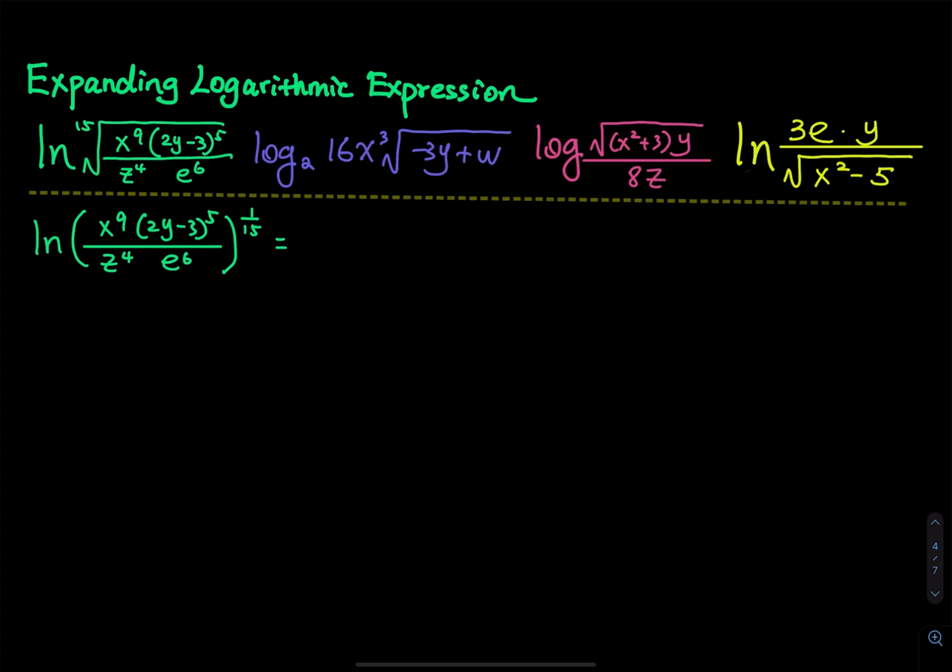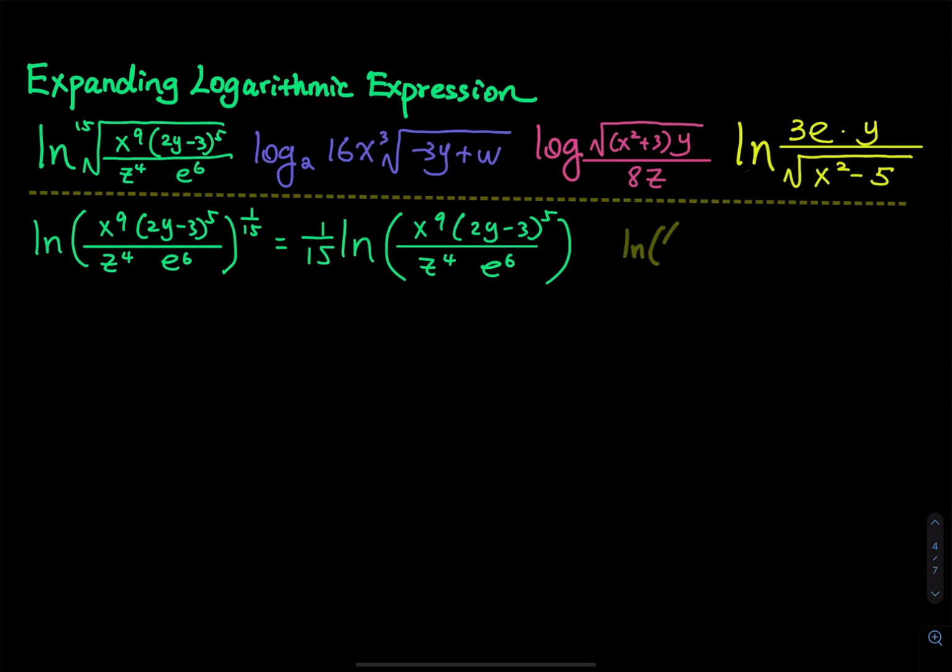After we bring the power to the front of ln, do you see that inside the big parenthesis, we have a numerator divided by denominator? Okay, you know what? I will just show an extra step. So x to the 9th, and then 2y minus 3 to the 5th, divided by z to the 4th, and then e to the 6th. So I just brought the power down, and then at this point, inside the parenthesis, you have a numerator divided by denominator.